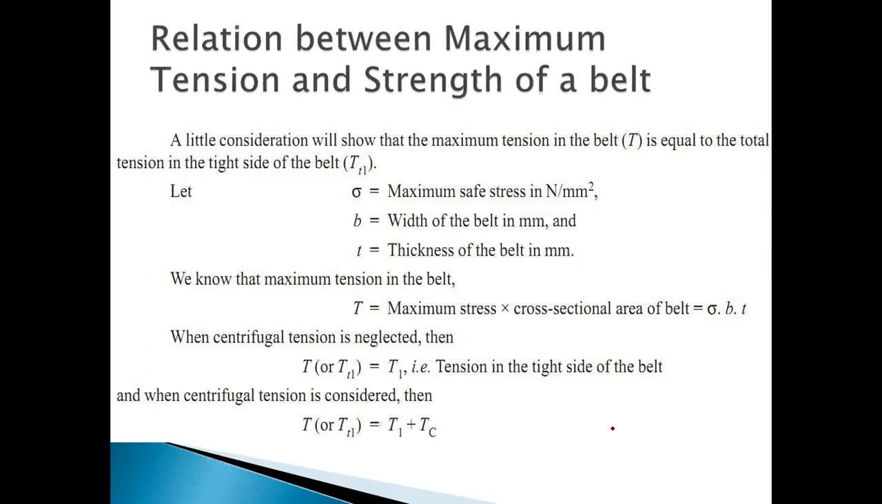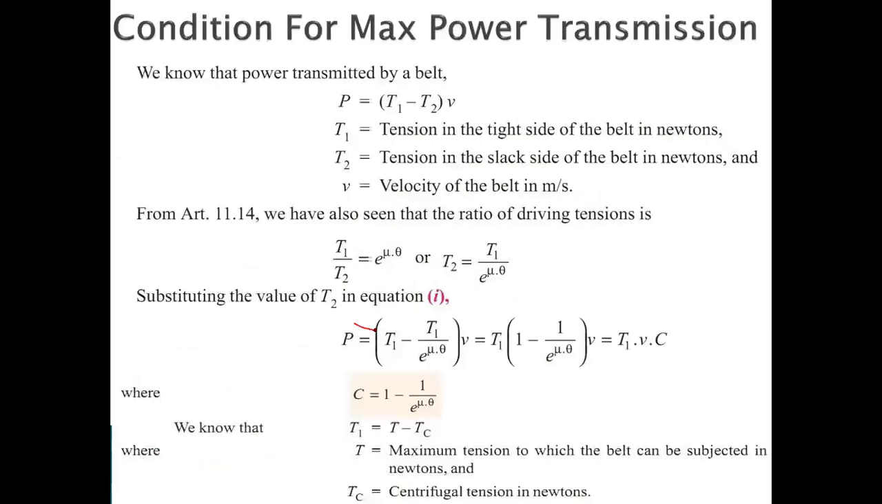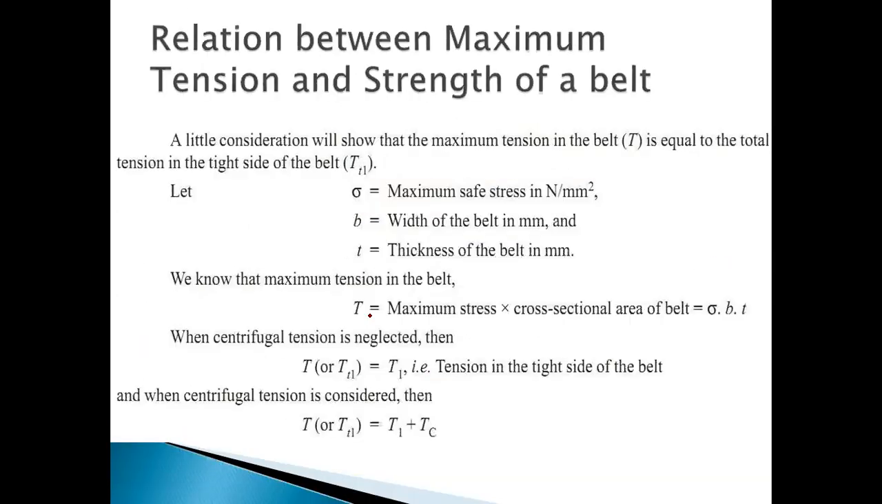We know that the maximum tension in the belt T is equal to maximum stress into cross-sectional area of belt. This is the general equation. Which theory is this? We had already studied this in machine design and industrial drafting in the previous semester. Sorry, the name was changed.